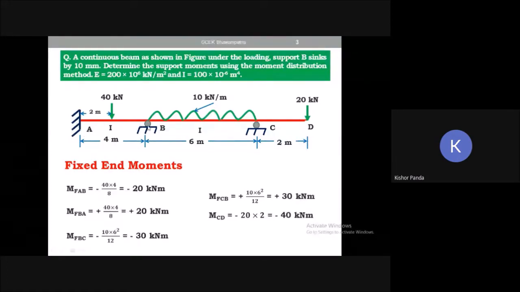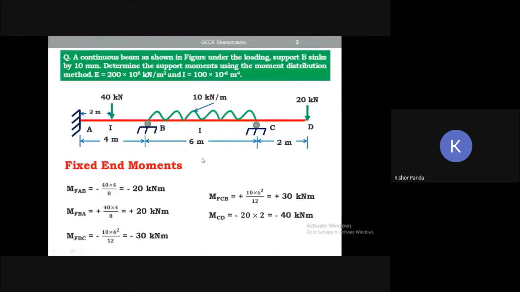On span AB, there is a concentrated load at the midpoint, and on span BC, there is a uniformly distributed load throughout the span with an intensity of 10 kilonewton per meter. And at the free end D, there is a 20 kilonewton concentrated load. The moment of inertia of span AB is I, and of span BC is I. Constant moment of inertia is given.